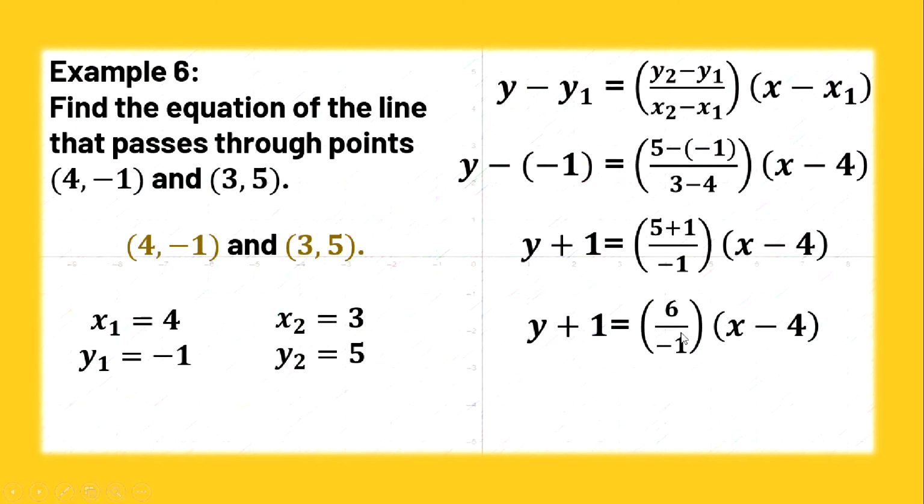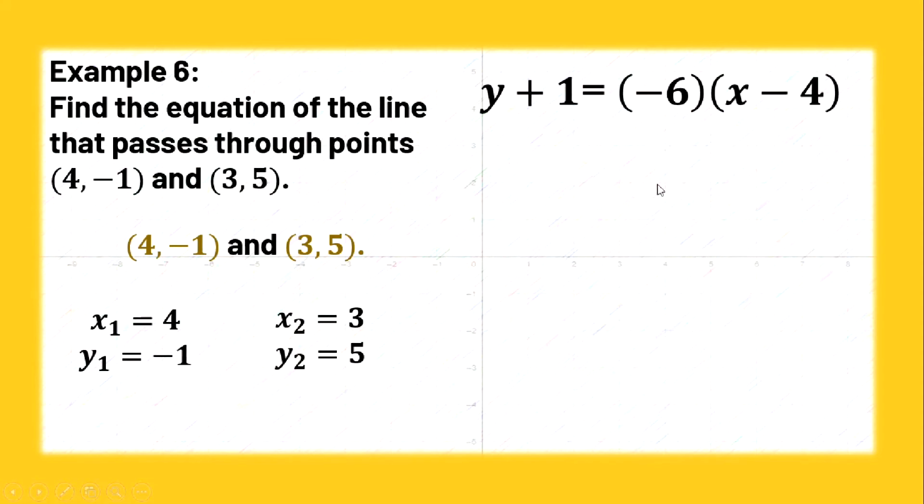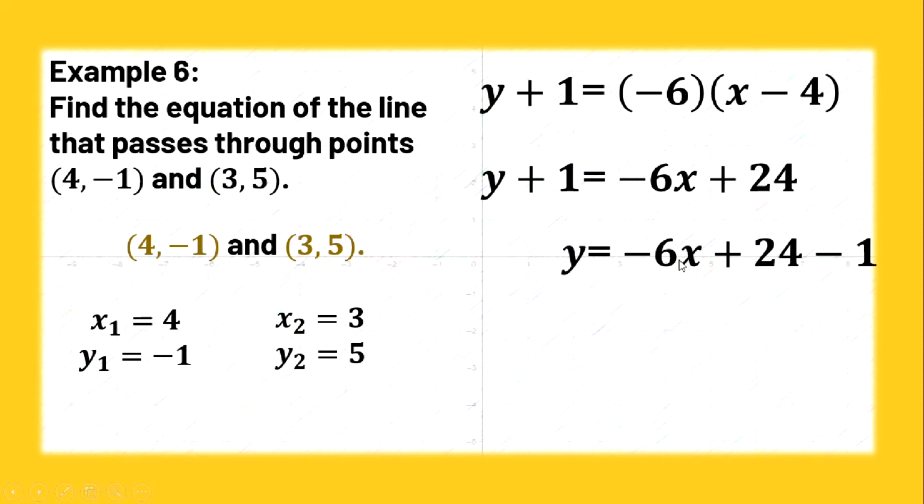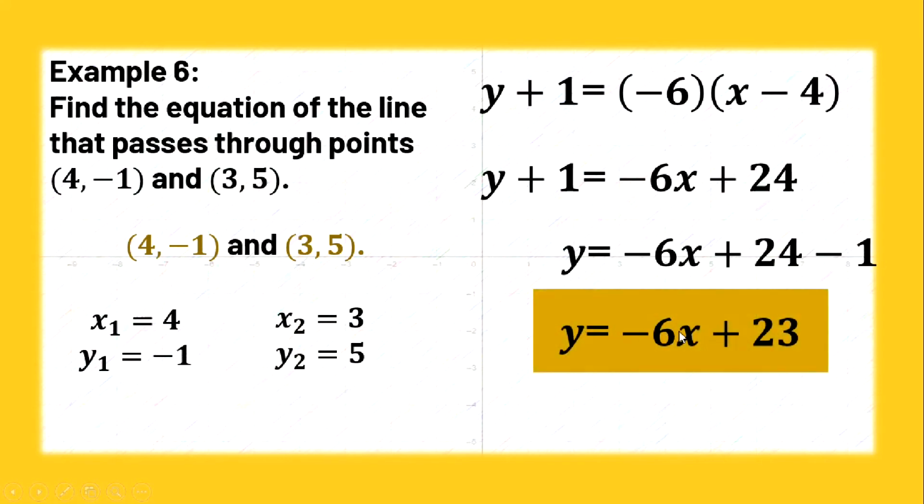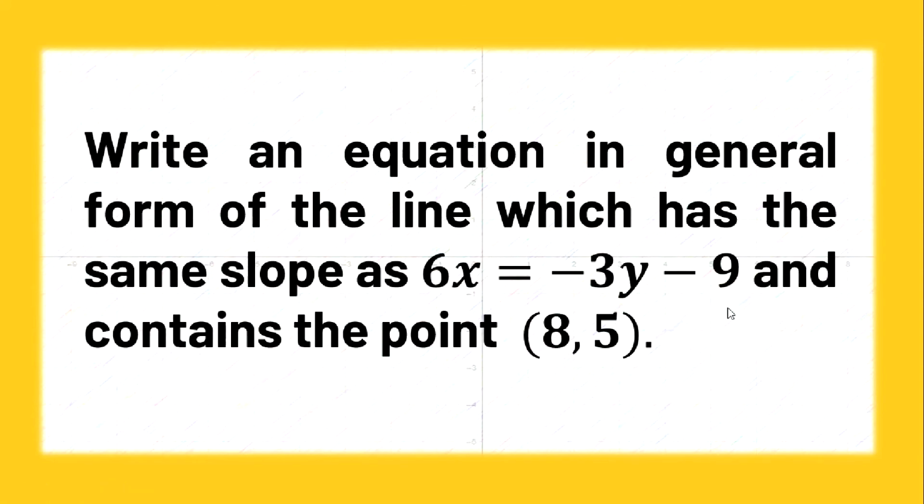So we have y plus 1 equals 5 plus 1 is 6 over -1 times the quantity x minus 4. So 6 divided by -1 is simply -6. Then, distribute lang natin si -6. We have y plus 1 equals -6 times x is -6x and -6 times -4 is +24. Then, transpose natin si 1 sa right side. We have y equals -6x plus 24 minus 1. Simplifying, we have y equals -6x plus 23.